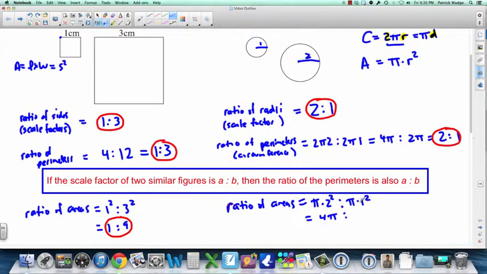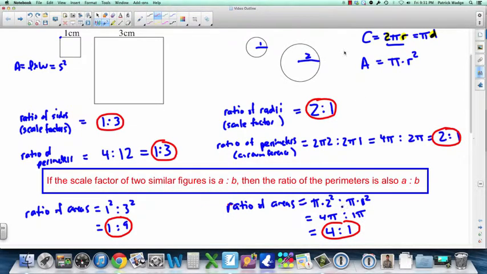And in the second one, this is a 1 here, right? 1 squared is just 1, so I get 1 pi. Is that in lowest terms? Not quite. You can divide both of them by pi, so you end up with 4 to 1. The pi's just cancel out. So this is the ratio of areas. Can you see what's happening? For this one, the scale factor, or the ratio of sides, was 1 to 3, but the ratio of areas was 1 to 9. For this one, the ratio of radii, or the scale factor, was 2 to 1, and the ratio of areas is 4 to 1.